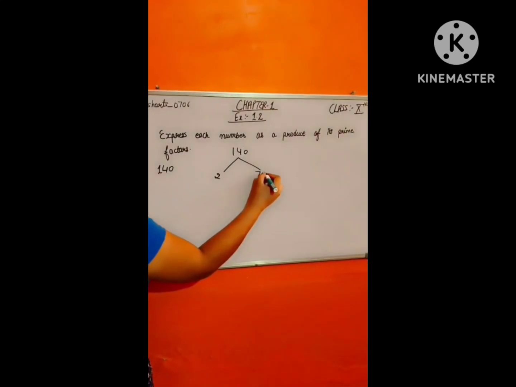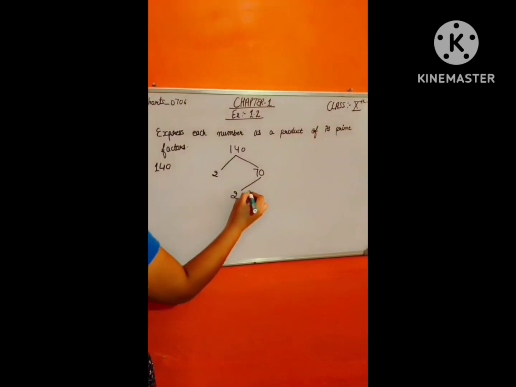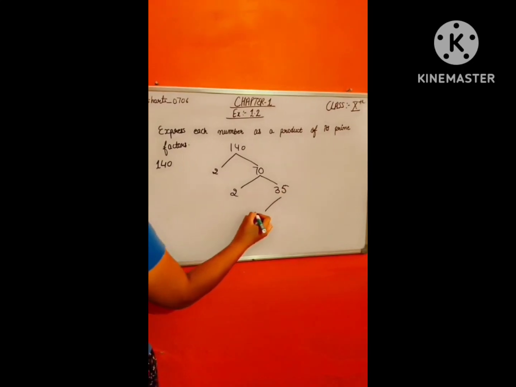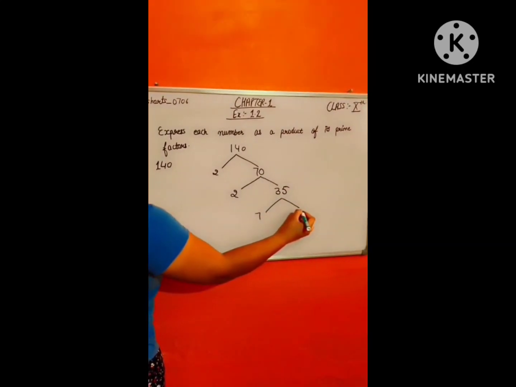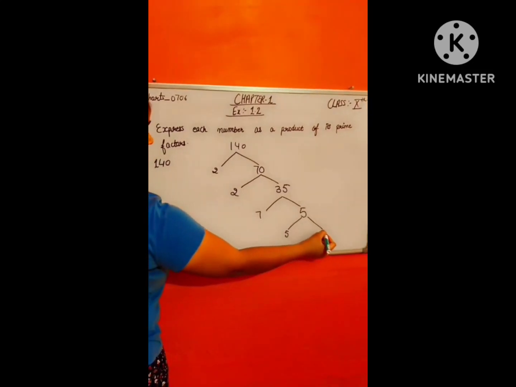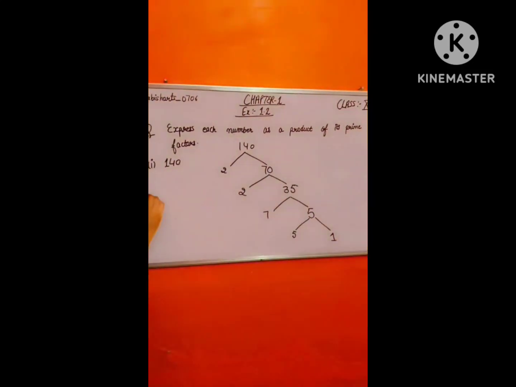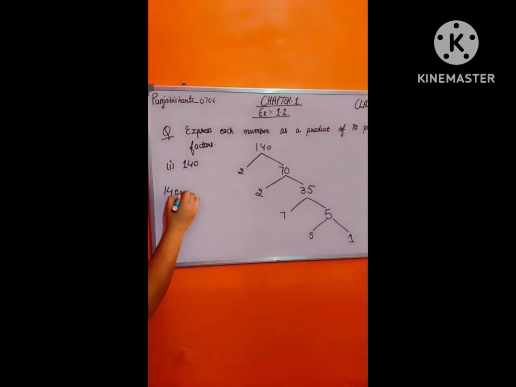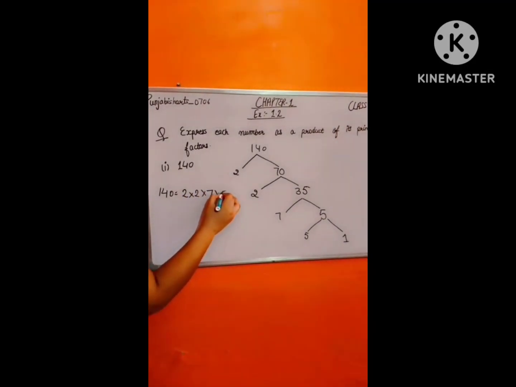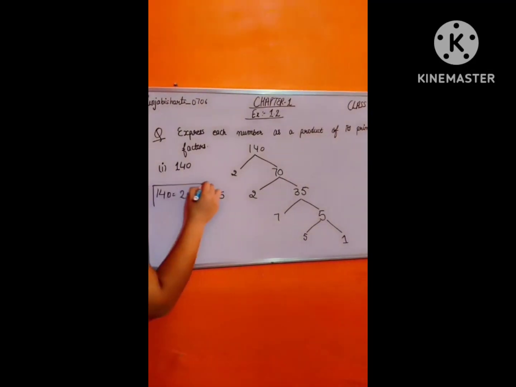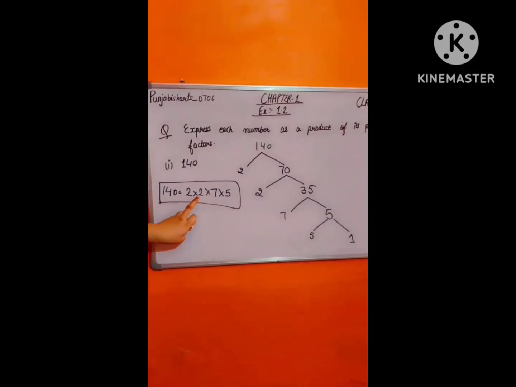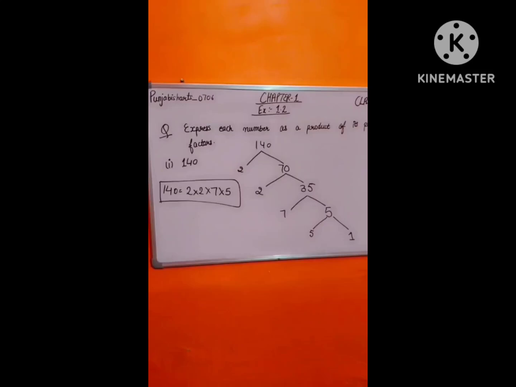It is divisible by 2, 70. Now again by 2, 35. Now by 5, 7. Now by 7, 1. So 140 can be written as 2 into 2 into 5 into 7. These are the factors of 140. We can write 140 as 2 into 2 into 5 into 7.